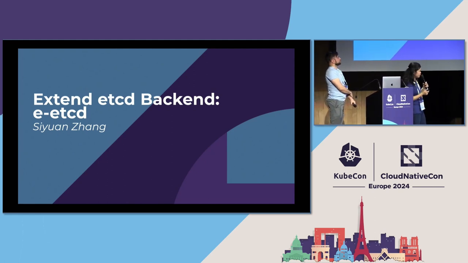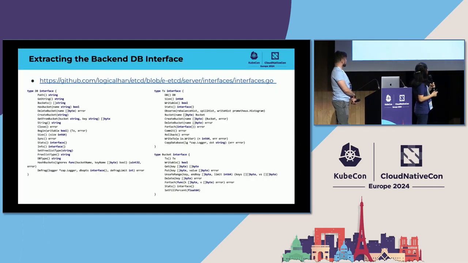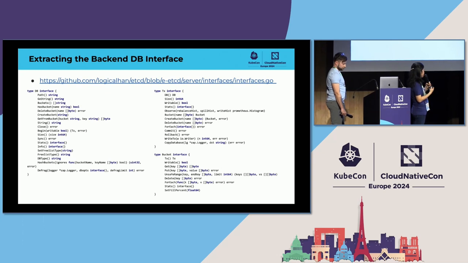Okay. So in order to plug in different backends for etcd, what we have done is first we made an interface to extend the etcd backend. We call it eEtcd. This work was prototyped by Han, my colleague, and basically we extracted three backend interfaces out of the etcd code base. The first one is the database interface, the second one is the transaction interface, and the lowest one is the bucket interface that directly talks with the backend database.